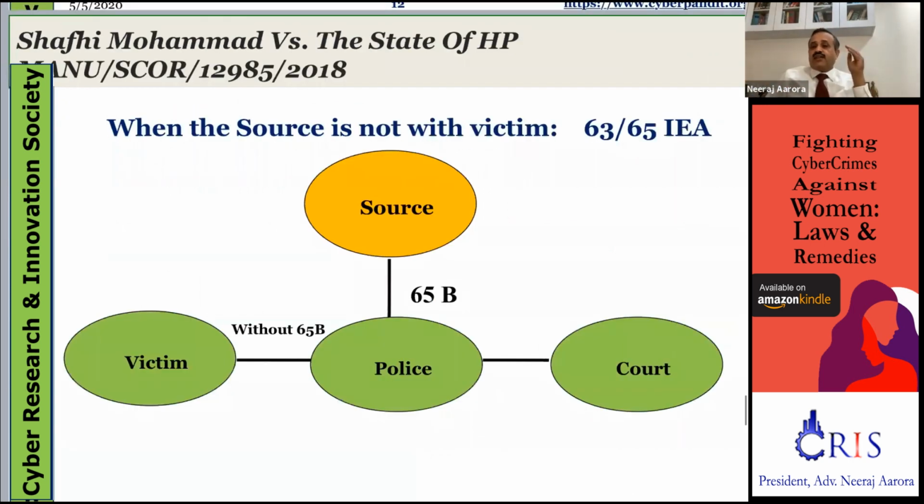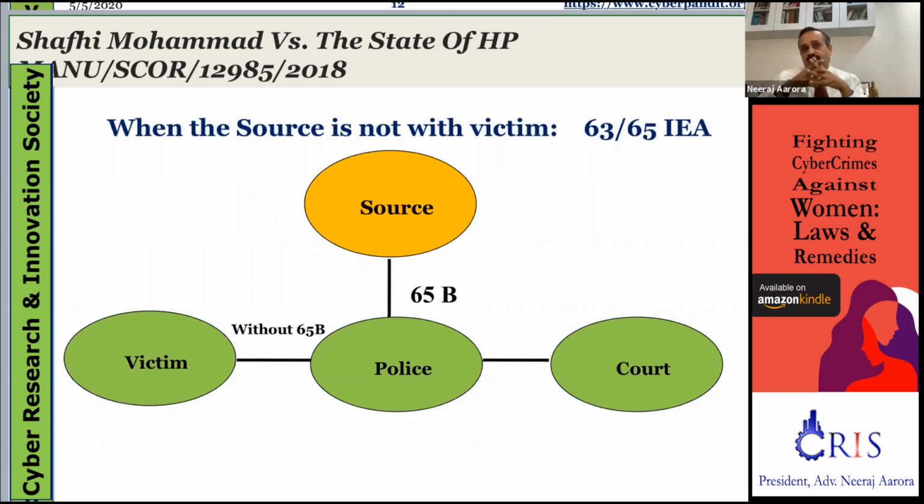Now we have another judgment, Shafi Mohammed versus the State of HP, where the Supreme Court has stated that the certificate under section 65B is not mandatory. So now we have two judgments. In Anwar PV, the court said it is mandatory. In Shafi Mohammed, the court said it is not mandatory. Right? But there is no conflict between the two judgments. Both judgments operate in their own sphere and both are correct.